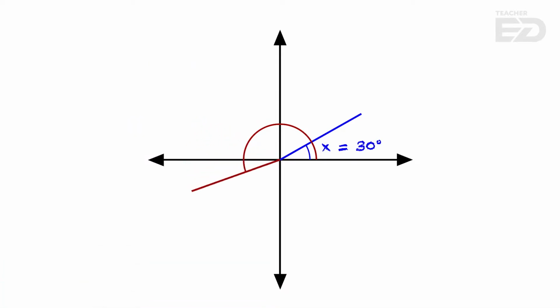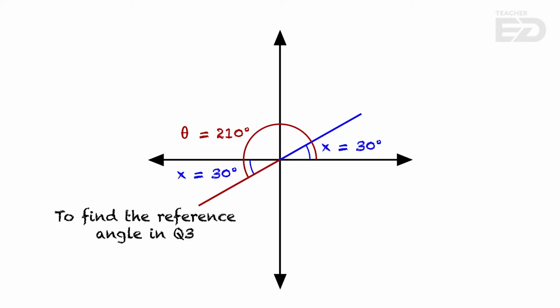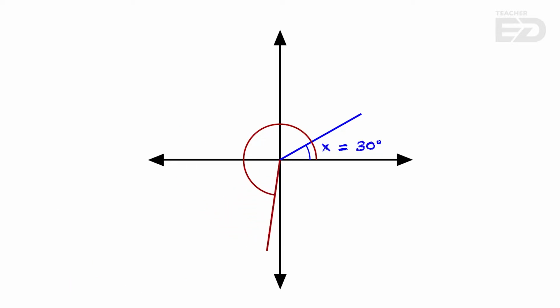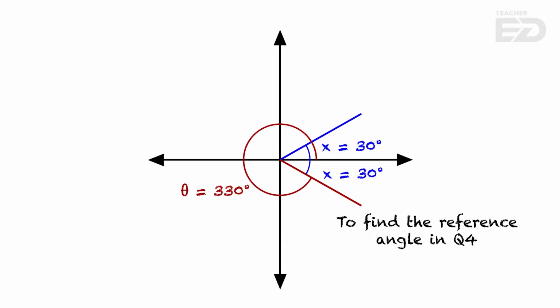If we move to quadrant 3 to 210 degrees, we create another reference angle of 30 degrees. To find the reference angle in quadrant 3, we subtract 180 degrees from the angle theta. Finally, in quadrant 4, if we create the angle 330 degrees and subtract that from 360, then we create another reference angle of 30 degrees.